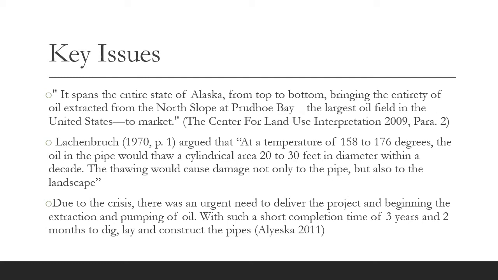As a result of the Organization of Arab Petroleum Exporting Countries announcing an oil embargo against the US, gasoline prices skyrocketed. Therefore, there was an urgent need of oil. This set the complexity of the project even higher, with a short completion expectancy of 3 years and 2 months to dig, lay, and construct the pipeline.